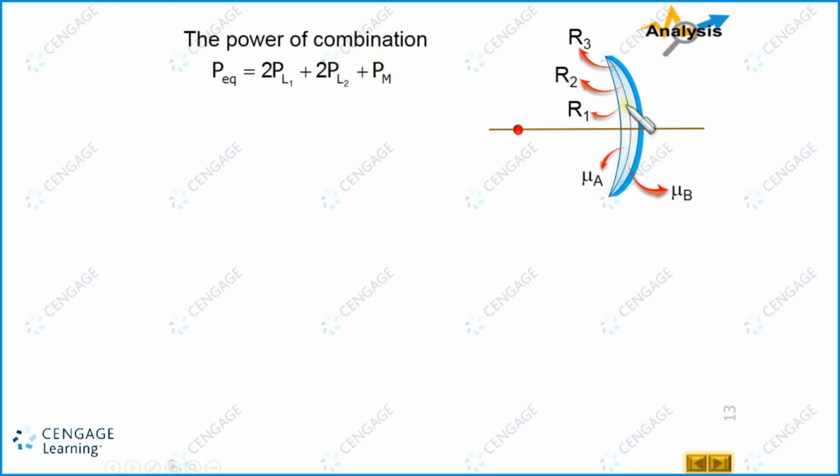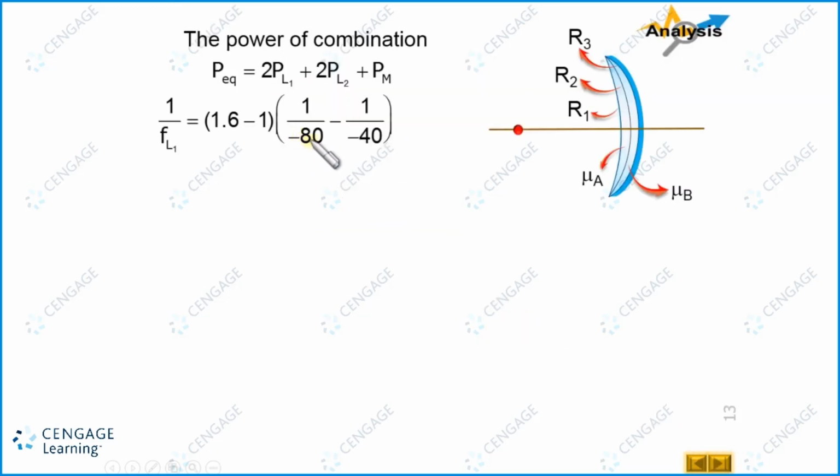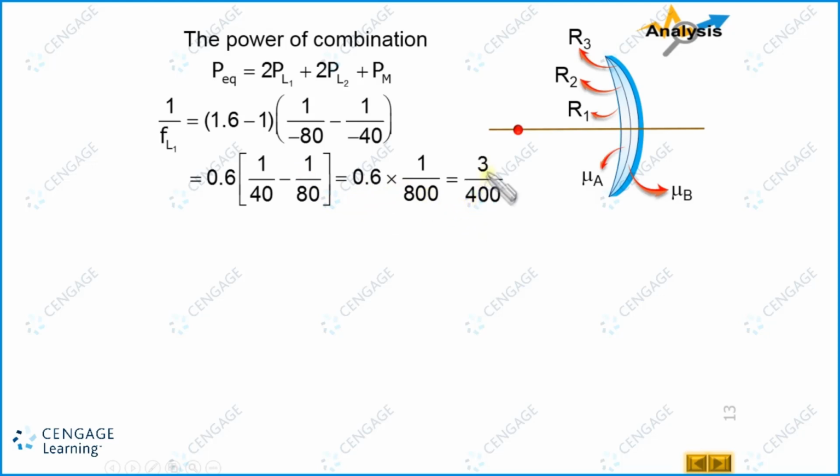First of all, we need to calculate the focal length of this lens. For this, we need to use the lens maker formula. The lens maker formula we know is 1 upon f equals mu minus 1 times 1 upon r1 minus 1 upon r2, right? Because we know the center of curvature of this surface will be on the left hand side, R1 should be with the negative sign. The center of curvature of this surface again will be in the leftward direction, again with the negative sign, and we know r1 equals 80 and r2 equals 40. That's why we have substituted minus 80 and minus 40. So after calculation we will get 0.6 times 1 upon 40 minus 1 upon 80, and after calculation this is finally equal to 3 divided by 400.